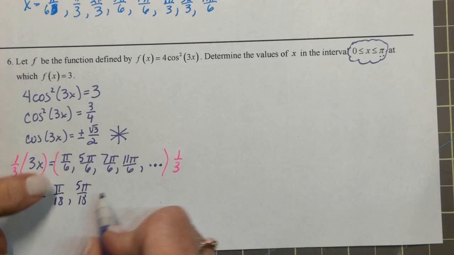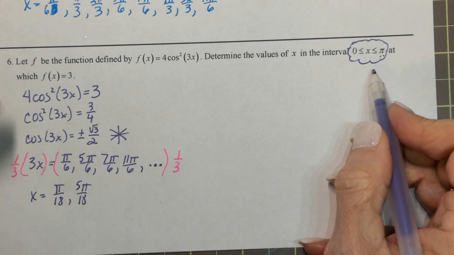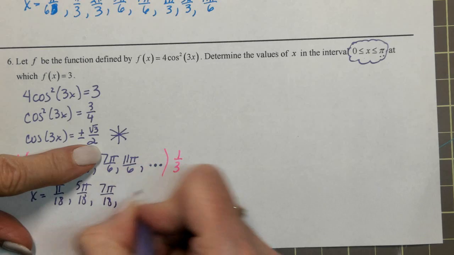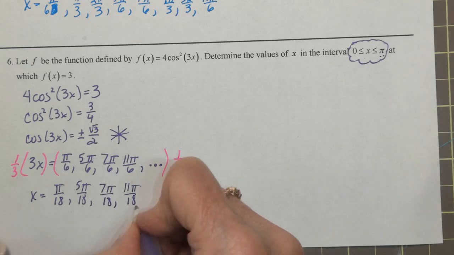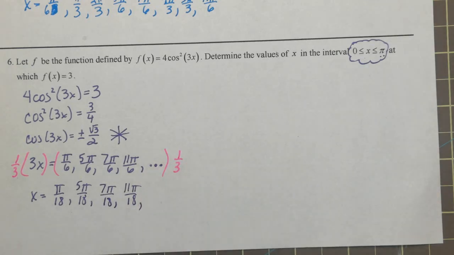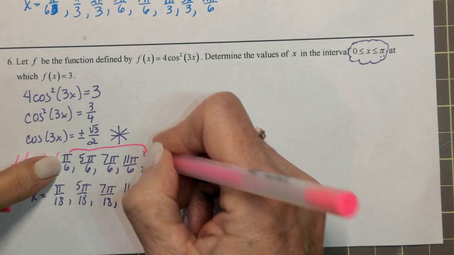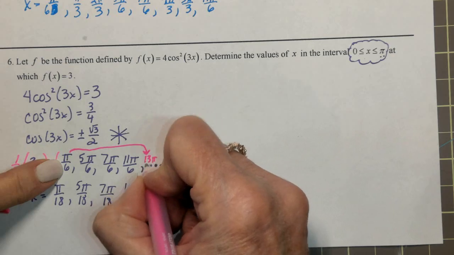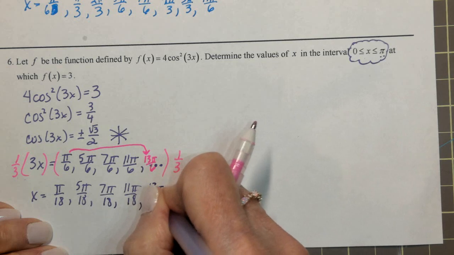So here's the thing, you guys, I don't want to go past 18 over 18 pi. Okay, 7 pi over 18, 11 pi over 18. Do I need to go further? Maybe. So we're going to take this pi over 6 and add 2 pi to it. We're adding 12 pi over 6, so that would be 13 pi over 6, right? So this would be 13 pi over 18.